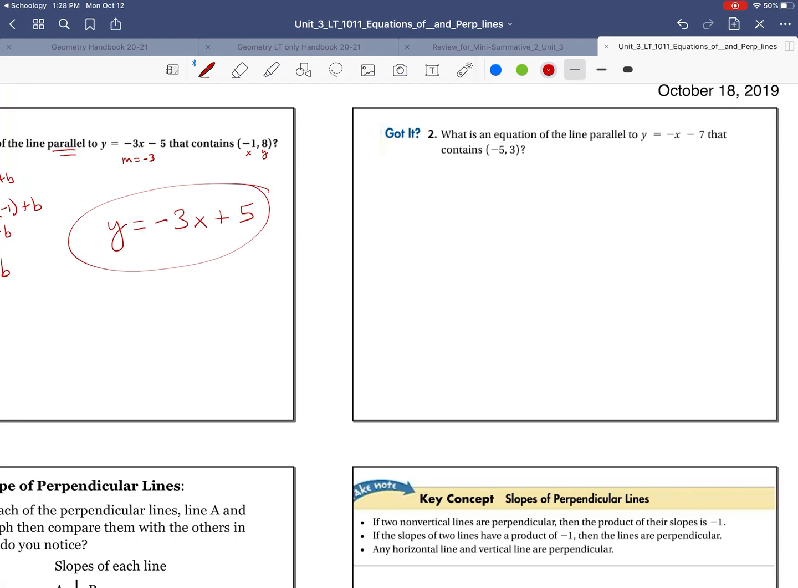I'm going to leave that last one up to you, and that's the end for this movie. This is Learning Target 1011 Part 1, Parallel.